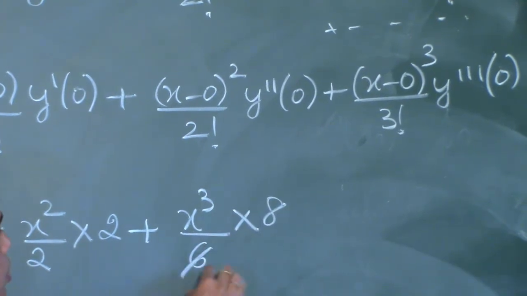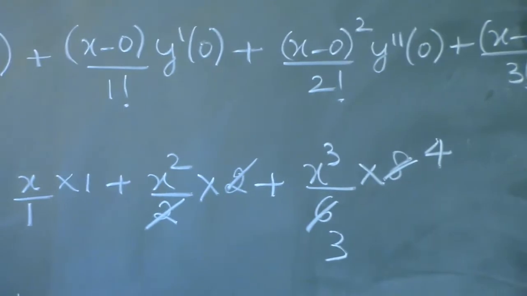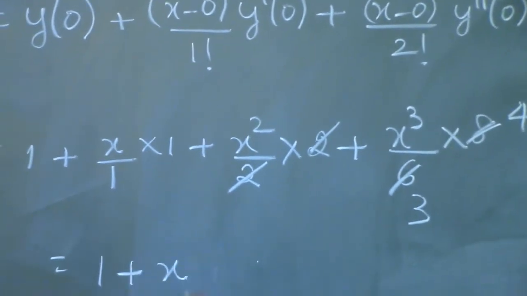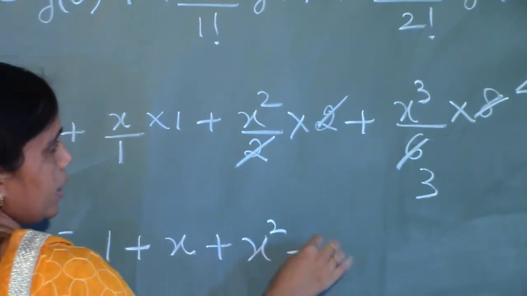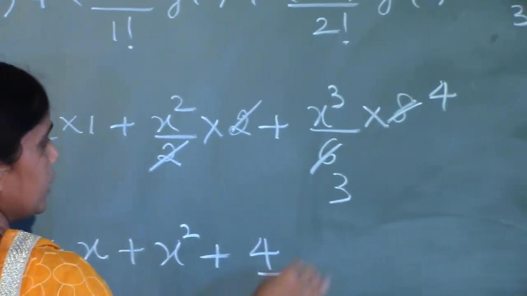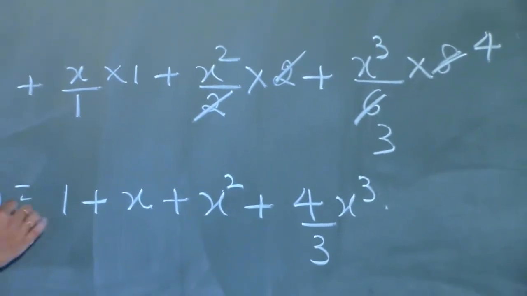So 2 3s are 6, 2 4s are 8, here 2 2 cancels. So finally you get 1 plus x square plus 4 by 3 x cube. So this is the value of y of x.